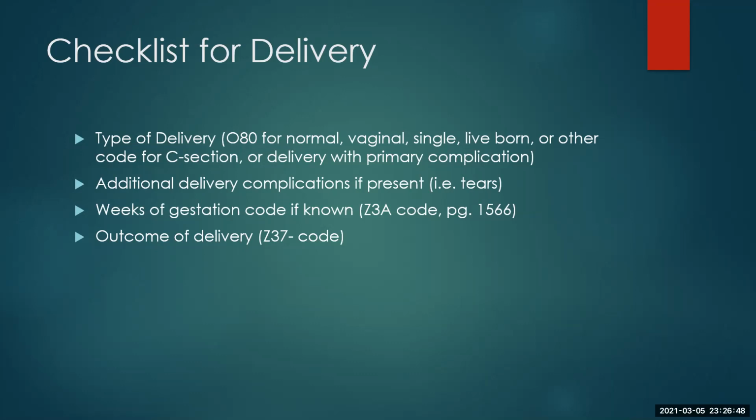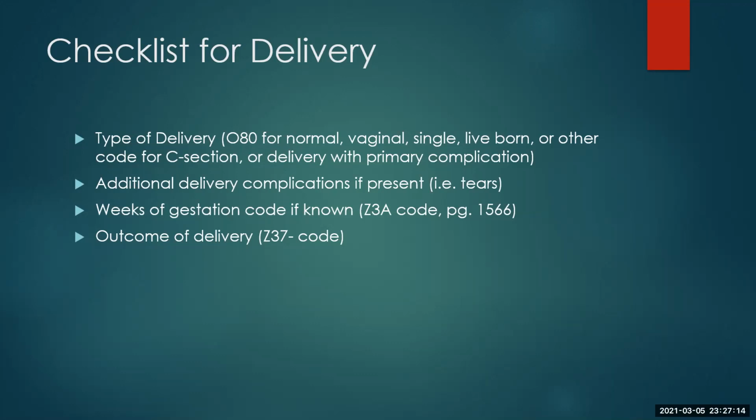And then after that, you'll need to code the weeks of gestation if it's known. And this is Z3A, and that's on page 1566. You want to make a note of that because it is hard to find if you aren't used to it. And then you want to know the outcome of delivery. That's the format you're going to follow every time if you can.